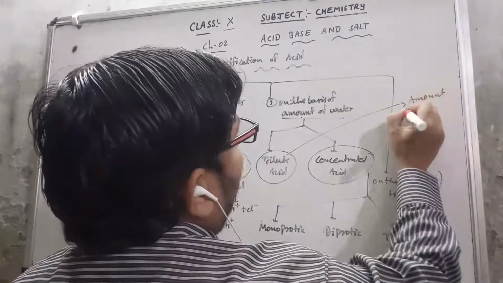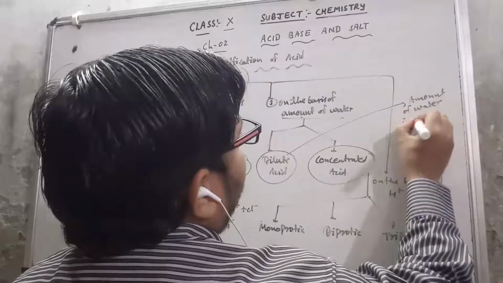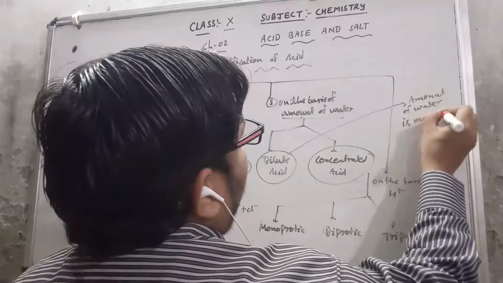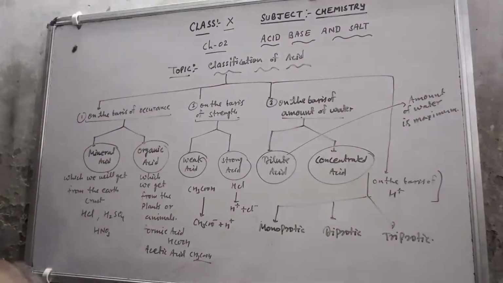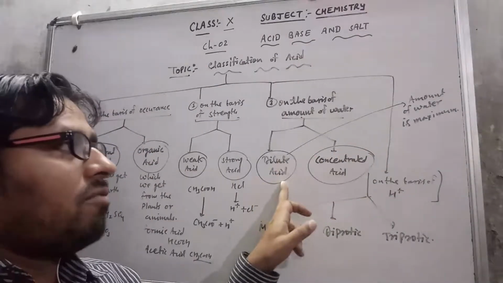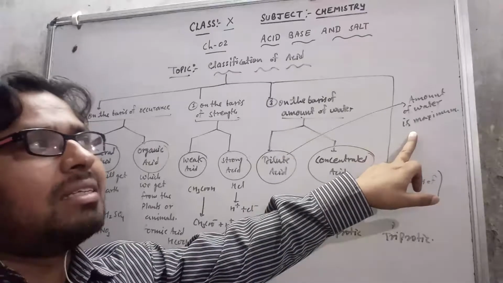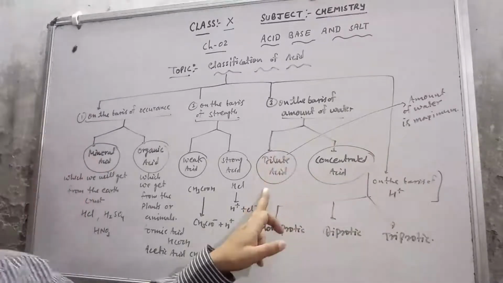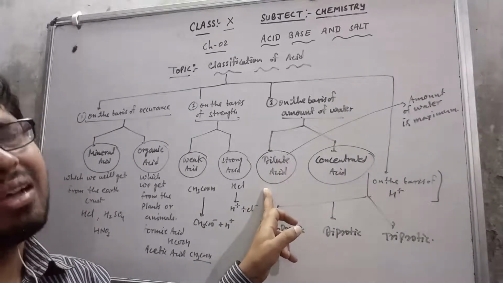Amount of water is maximum, that meaning the acid is in less amount. The acid in which the amount of water is maximum and the amount of acid is in less amount, they are called dilute acid. So any acid we can make dilute, or any acid we can make concentrated.